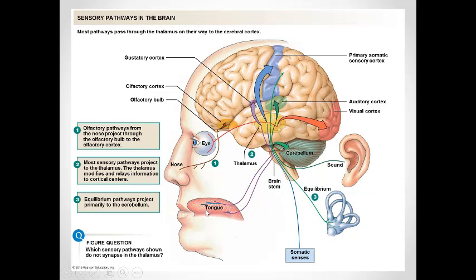Information coming from your tongue is going to go straight to the brainstem and then to the cerebellum. Somatic senses, so touch from your skin and from your muscles, come into the thalamus, and then head into your sensory cortex. And then it's going to be processed and cascade down to whatever needs to occur next.